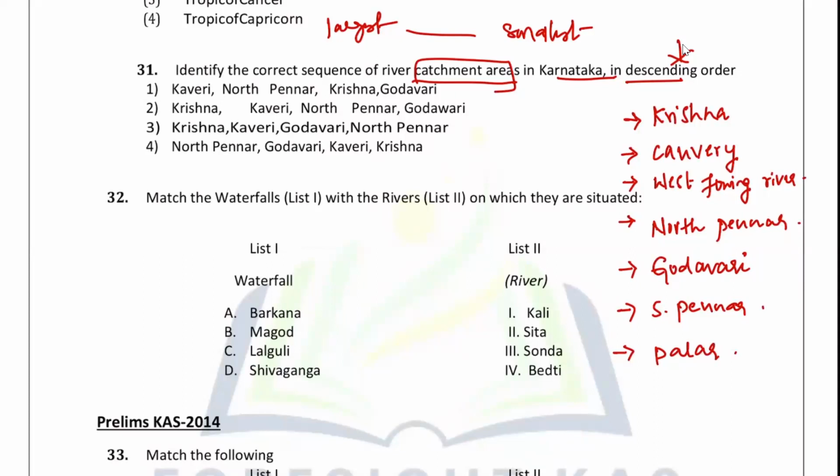What is a catchment area, especially when a river flows in different directions? Suppose this river is flowing, and these are its tributaries we call. And this entire area is called a river basin or catchment area, where the entire water is collected.